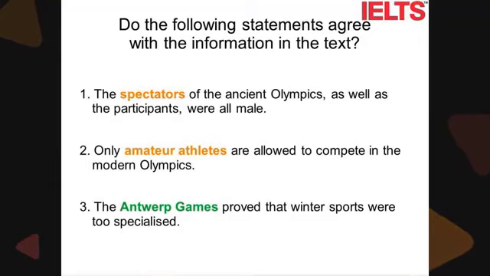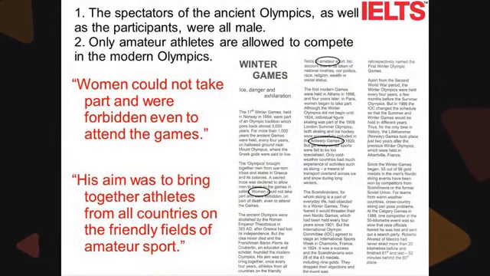I found the word amateur, and I found a paragraph that talked about men and women and watching the games. I didn't see the word spectator. So your job, step 4 of the process, is to read the right parts of the text very carefully, which we'll show you now, and decide for statements 1 and 2, is it true, false, or not given?